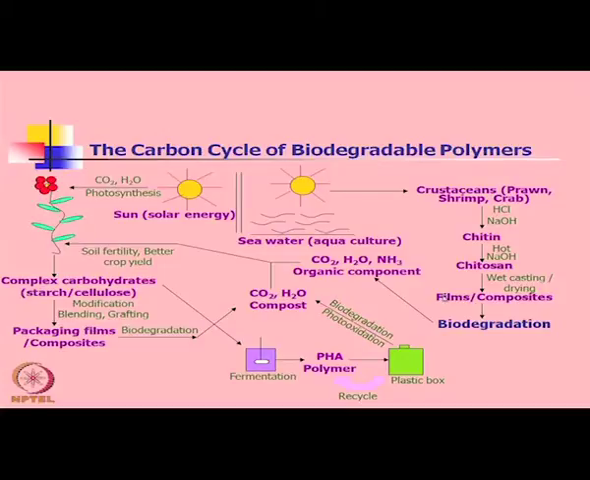for biomedical application. After use, that will be produced as waste, and that waste can be degraded by microorganisms once again, producing these gases like carbon dioxide, water and ammonia. These are all organic components, and this way we see that a cycle is complete through the plant kingdom, through the animal kingdom. This way we find ultimately these products are converted to carbon dioxide, water and compost through the action of microorganisms.